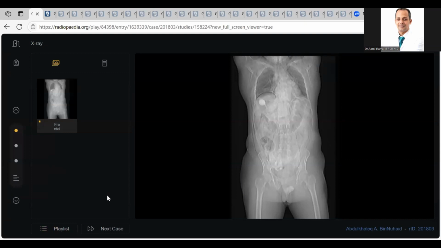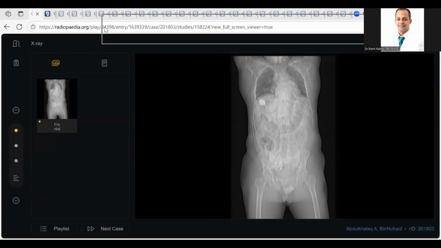The patient has severe abdominal pain post interventional procedure. This is a CT scout image of the patient, including the chest and abdomen.